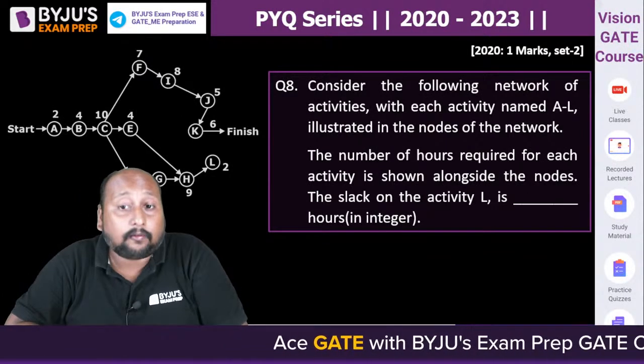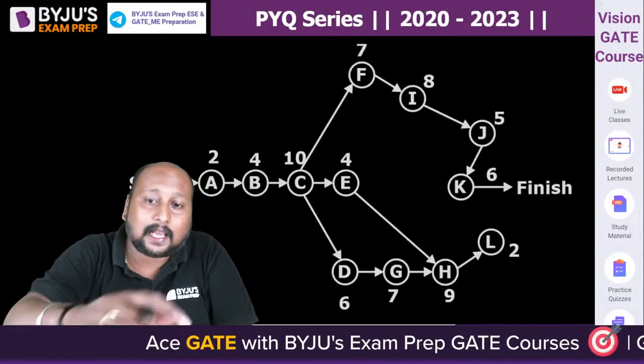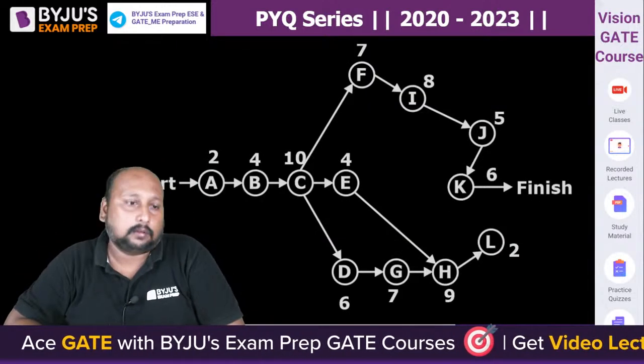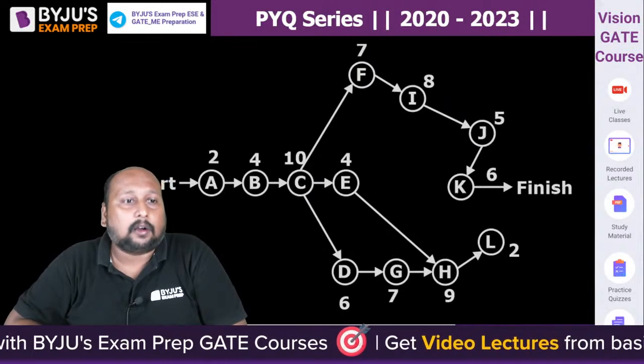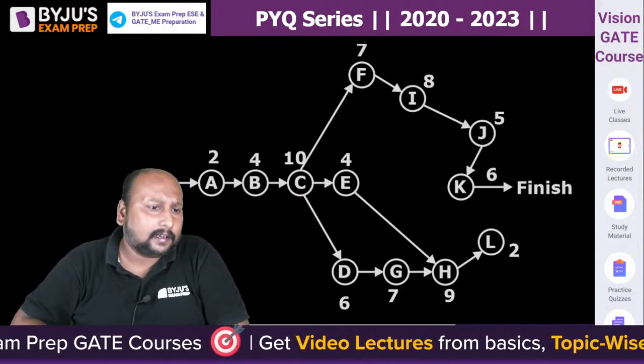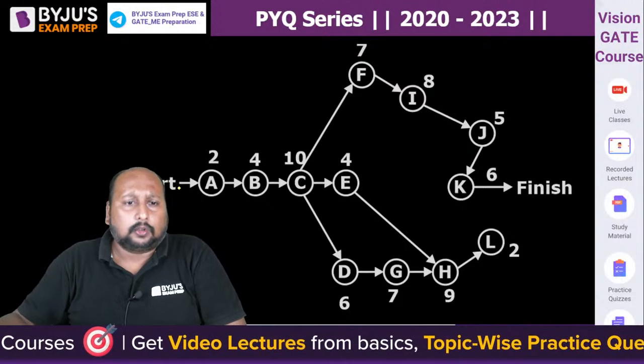The question is the slack of activity L. What will be the slack of activity L? Let us try to identify the critical path. Okay, so let's start from 0.